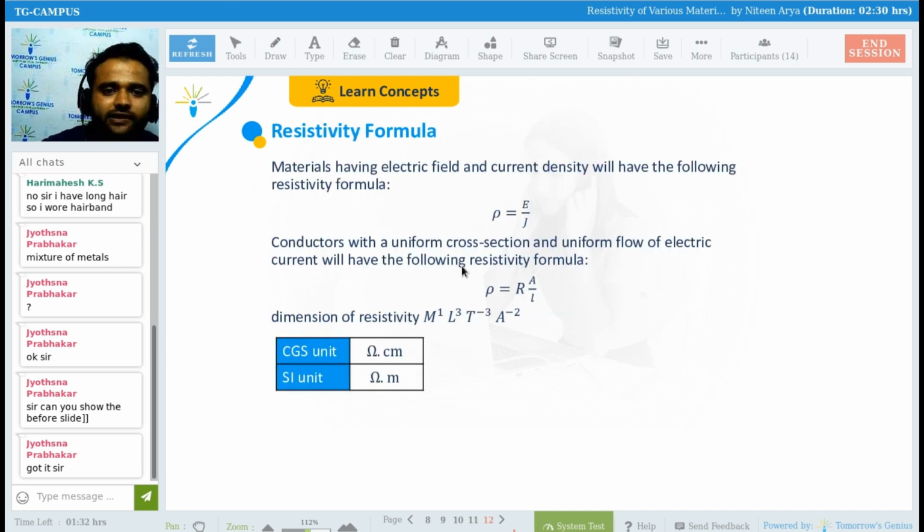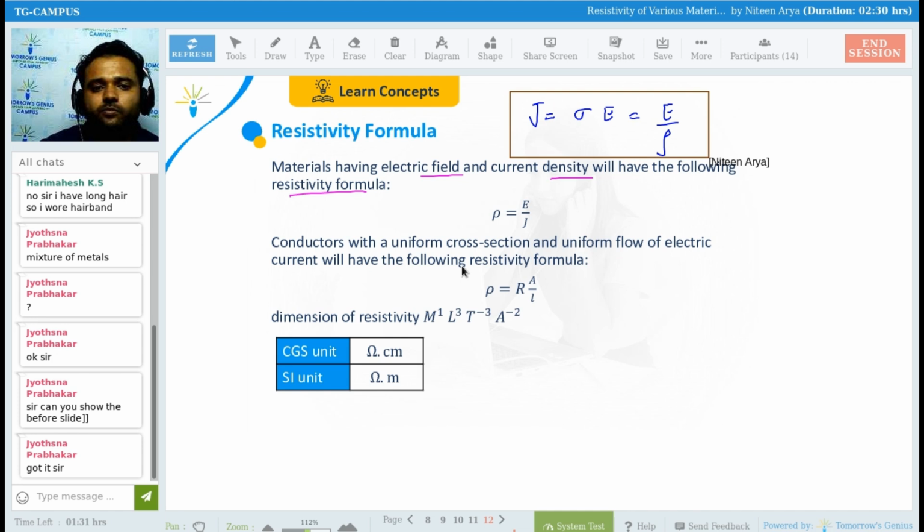So this is your resistivity formula. In the previous class, we also derived that. For those who are new to this, materials having electric field and current density will have the following resistivity formula. This is the microscopic form of Ohm's law also. What is it? J, which is current density, equals sigma E, where sigma is 1 by rho, so J equals E upon rho. This is just the reverse of everything. You can note it down, and this is your microscopic form of Ohm's law, or vector form of Ohm's law.